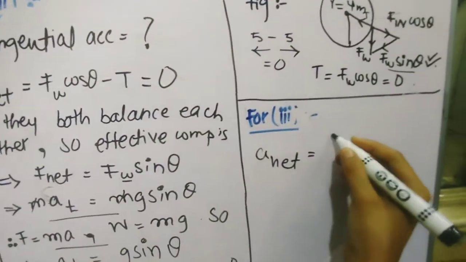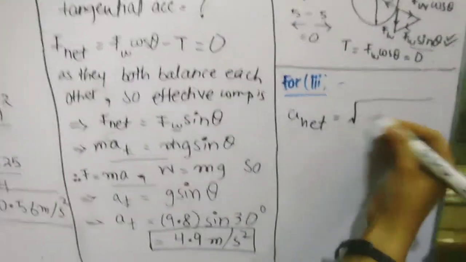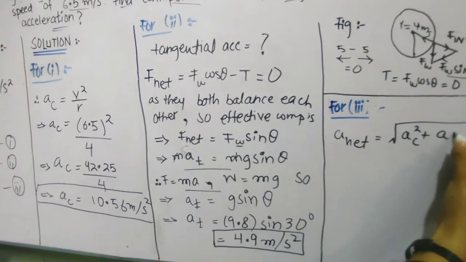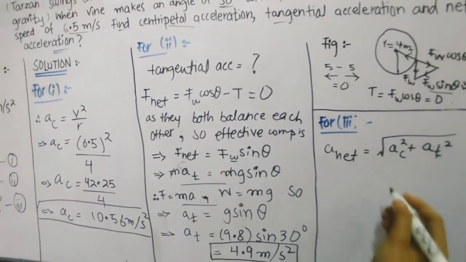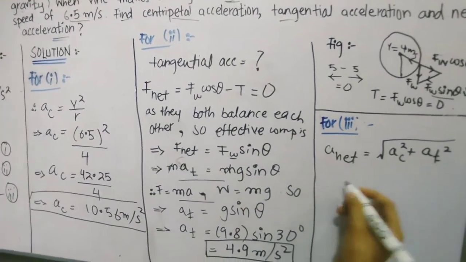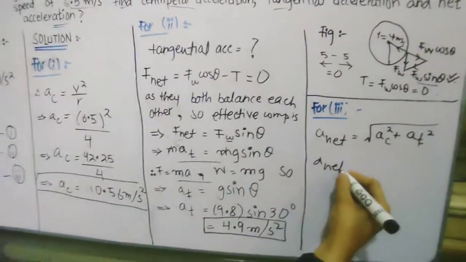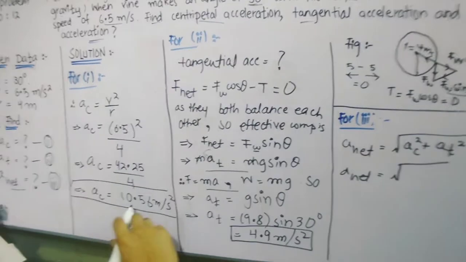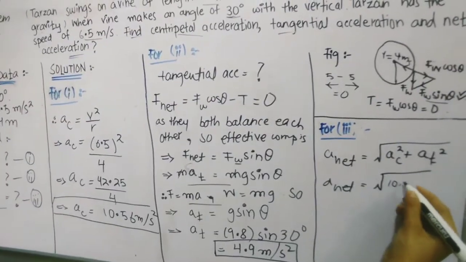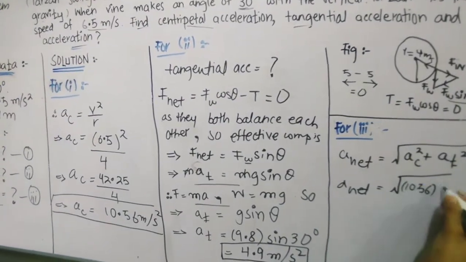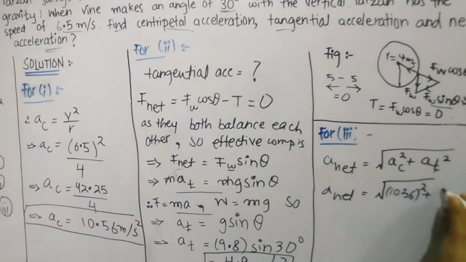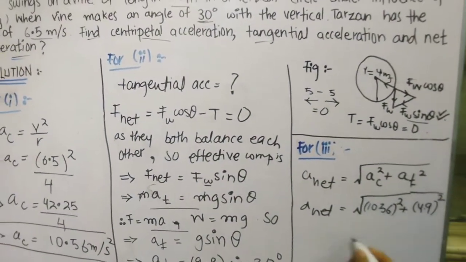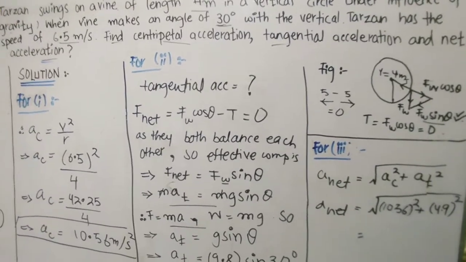Now the final step is finding a net, which is really easy. You just have to find the square of a_c and the square of a_t, and solve them under a root. It's the same method we use to find the resultant vector, if you remember the chapter on vectors and scalars. You have the value of a_c and you have the value of a_t, so you can easily find it. It doesn't only apply to acceleration. Let me just tell you, because we have further numericals.